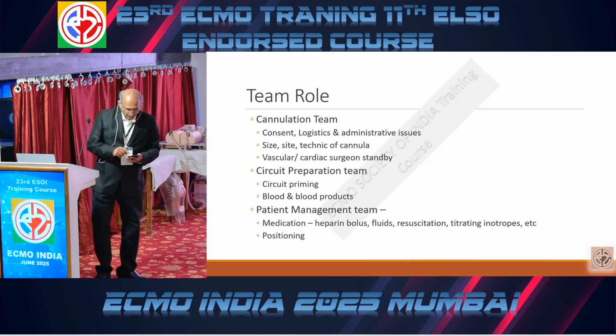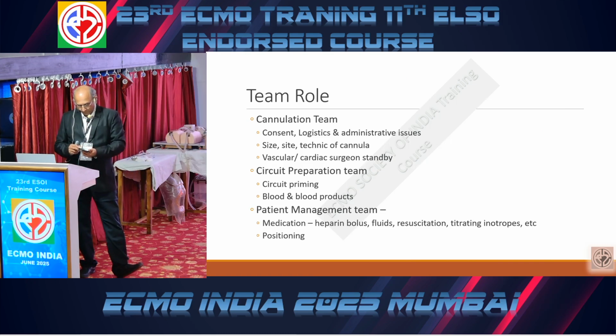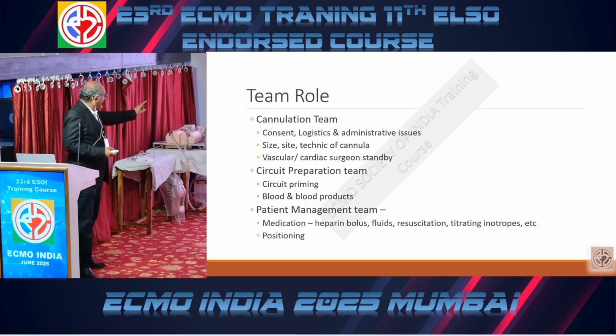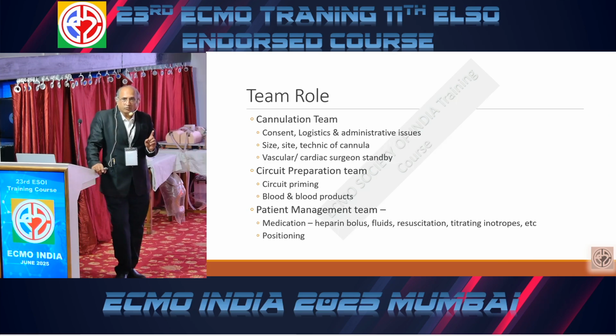Suppose you are cannulating. If you are not cannulating, and the surgeon is cannulating, that's a different story. But if you are cannulating, always keep a vascular surgeon, because you might have some complications. So that is to be kept as backup. Circuit preparation, circuit priming: their role is to arrange for the blood and blood products. The perfusionist or your nursing staff who is priming the circuit should arrange for the blood and blood products adequately. So that is their role.